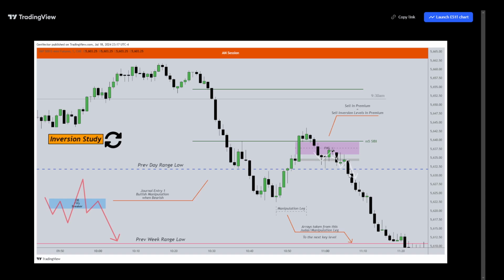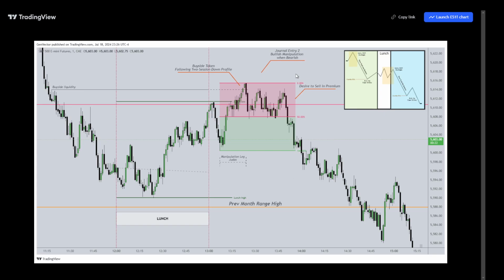When we start to close below the previous day's range low, that's a very good sign that we are on side. And where we're targeting is at least the next key level, which is going to be the previous week's range low.